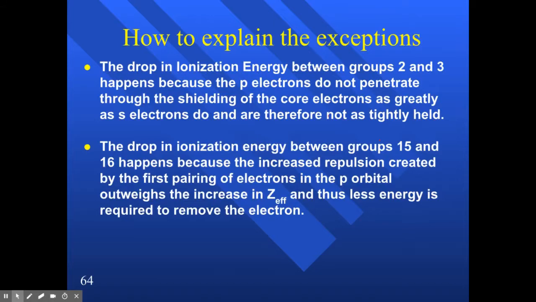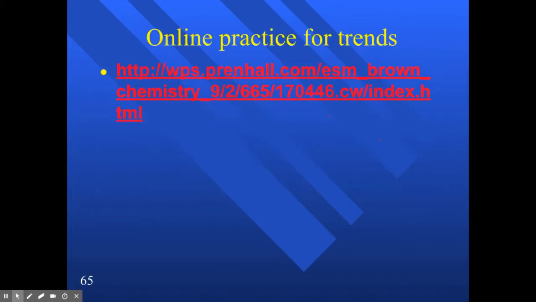The drop in ionization energies between groups 15 and 16 happens because the increase in repulsion created by the first pairing of electrons in the p orbital outweighs the increase in the effective nuclear charge, and thus less energy is required to remove the electron. Again, these are going to be great ways for you to explain them when you're asked on the AP exam.